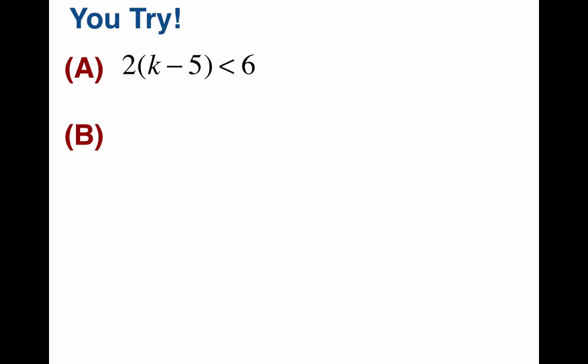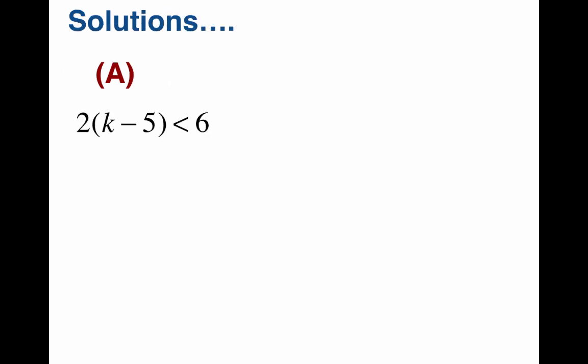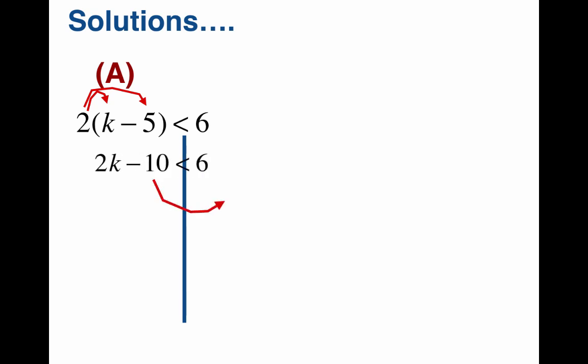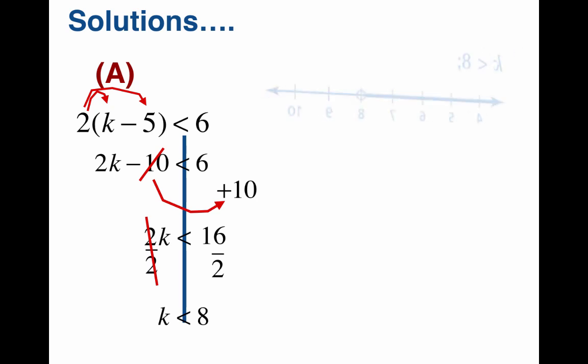All right, let's check your solution and see how you're doing here. So you've got a parenthesis problem, which means distributive property. You're going to multiply the 2 times the 5 to get 10, and 2 times the k. So you're going to have 2k minus 10 is less than 6. Then you add the 10 to the other side. 6 plus 10 is going to give you 16. You're going to have 2k is less than 16, and you divide the 2 away. So k is going to be less than 16 divided by 2, which is 8.